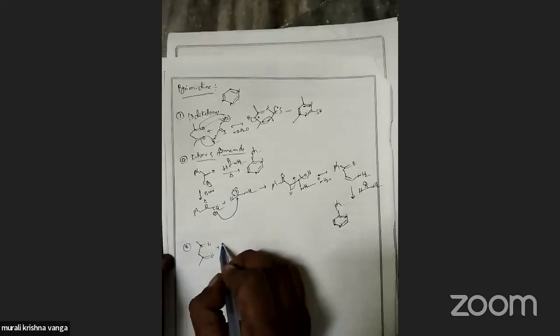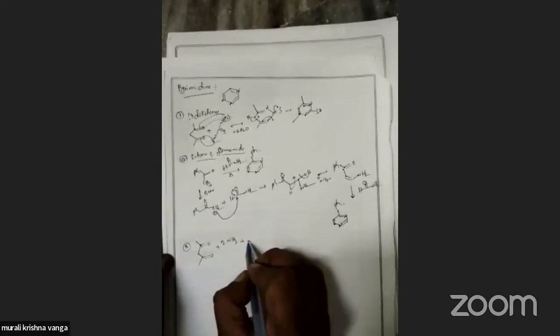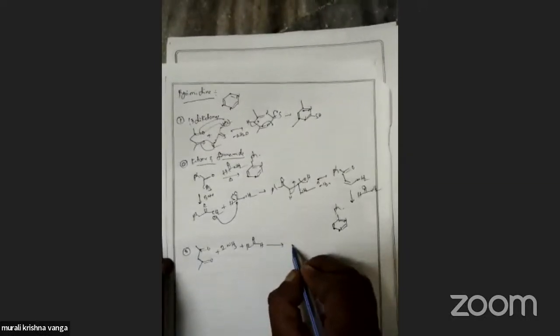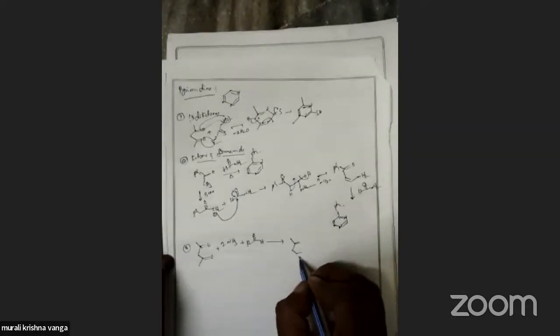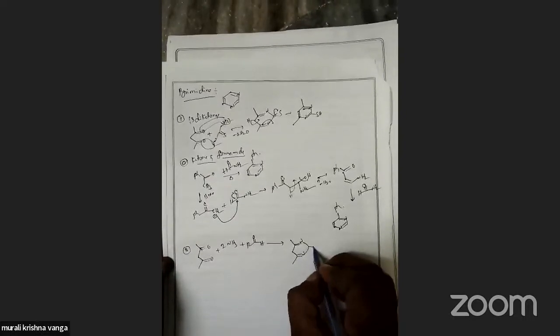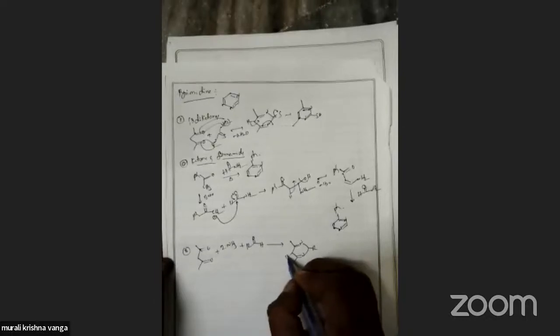1,3-diketones reacting with 2 moles of ammonia, then aldehyde, then produces pyrimidine as the product. This hydrogen is involved in loss of hydrogen, dehydrogenation. Then the product is pyrimidine, formation takes place.